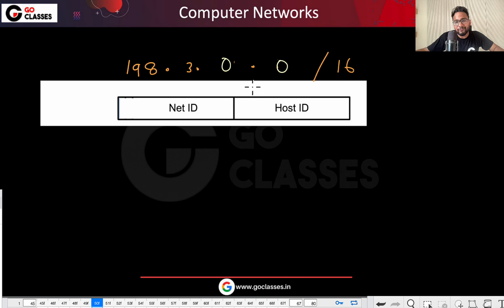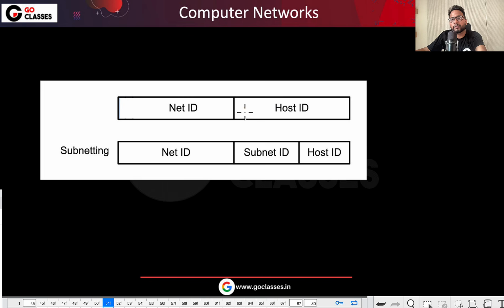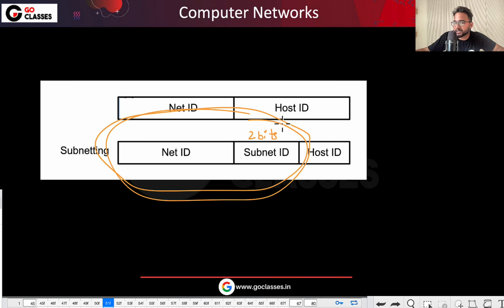Now, if I want to divide this network into, let's suppose, 4 parts, I will borrow some bits from the host ID, which currently is 16 bits. I will take some bits from here. Let's suppose I'm taking 2 bits of the host ID and assigning those 2 bits as the subnet. I will borrow some bits from the host ID and call it the subnet ID. Completely, this is a network ID, or this is a subnet ID.